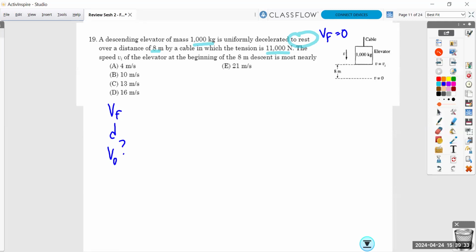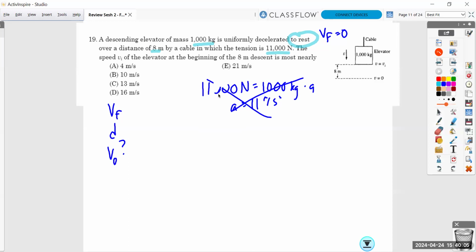Now it's kinematics. It looks like a great third kinematics equation, except we're missing acceleration. Hey, conveniently, we've got a mass and a force. Maybe we can find acceleration. Here's what not to do. My force is 11,000 newtons, my mass is 1,000 kilograms, so my acceleration must be 11 meters per second squared. Wait, no. Why? No.